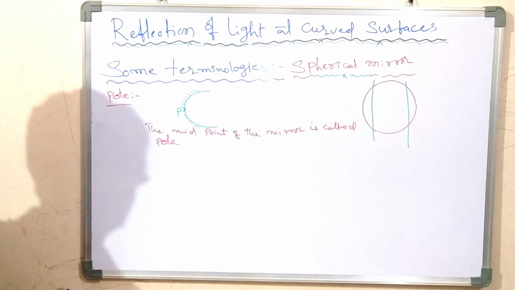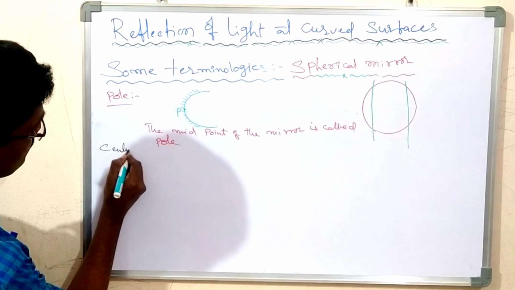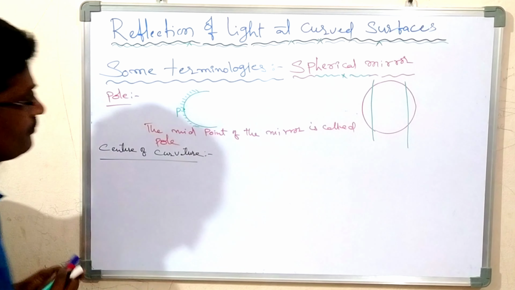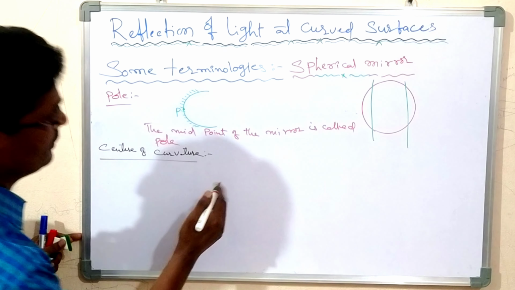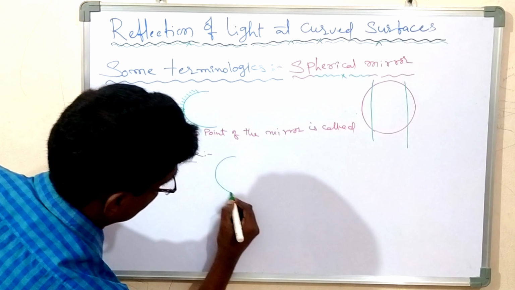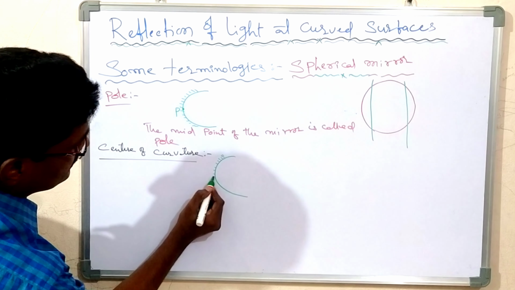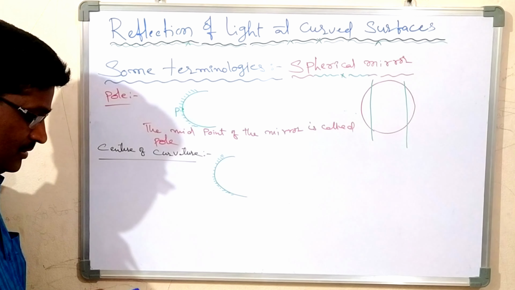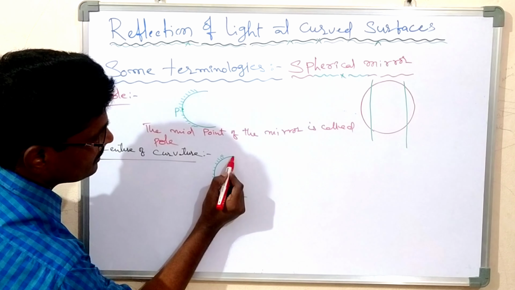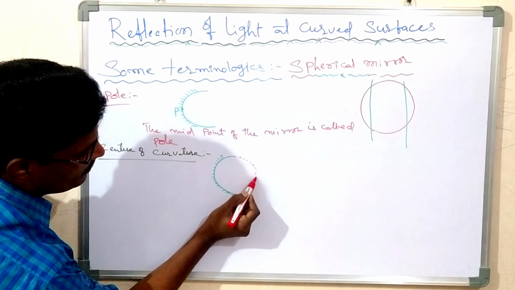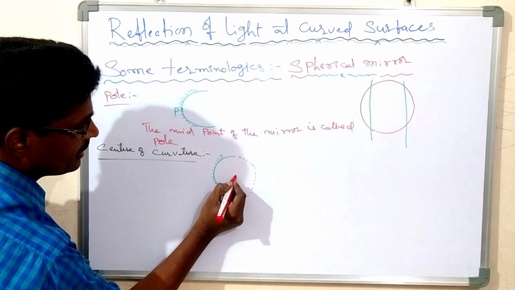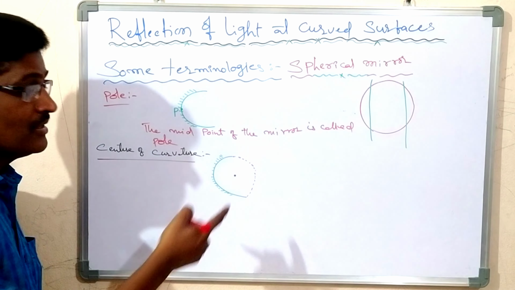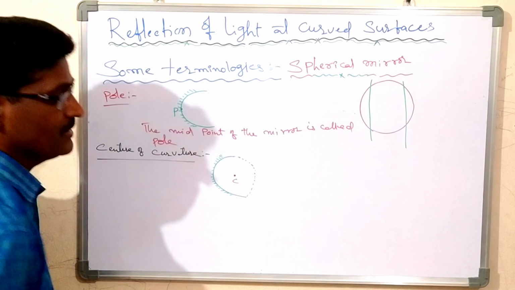Next is the center of curvature. How to find the center of curvature? Now take a concave mirror. We are getting it from the sphere. If you imagine it as a complete sphere, where will the midpoint, the center of the spherical mirror, be? This point you can call C.